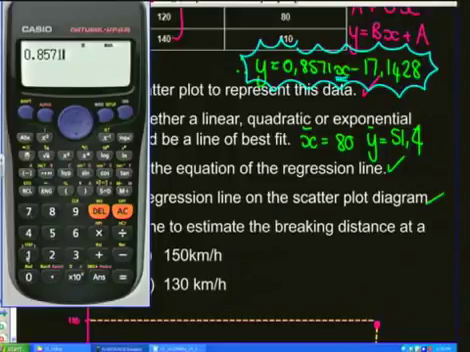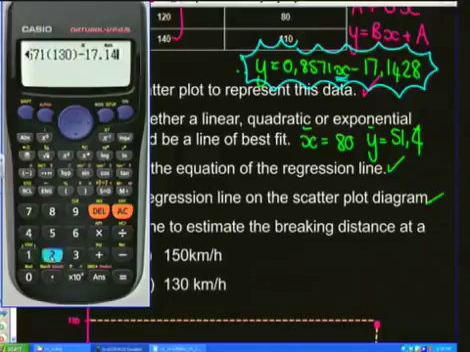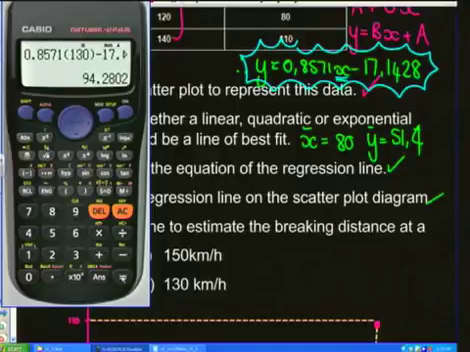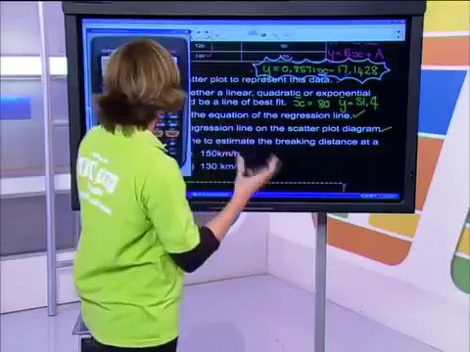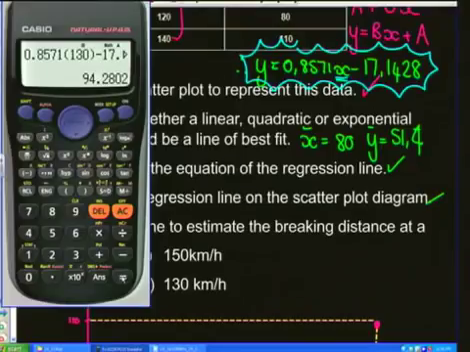0.8571. But now instead of x, I'm going to replace it with 130. Minus the 17.1428. And what is that giving me? A 94.28. Okay, so let's round it up to the nearest whole. So let's say we have to leave a distance of 94 meters if we're traveling at 130 kilometers per hour.